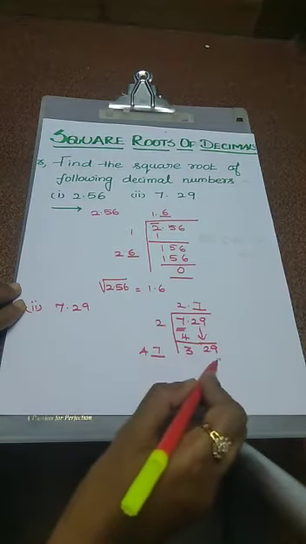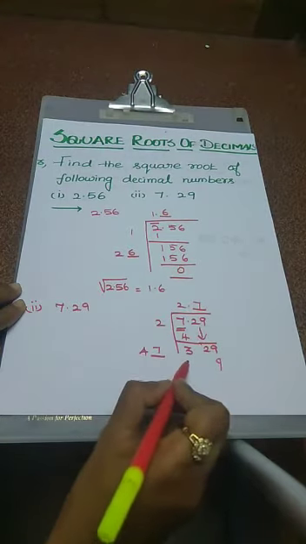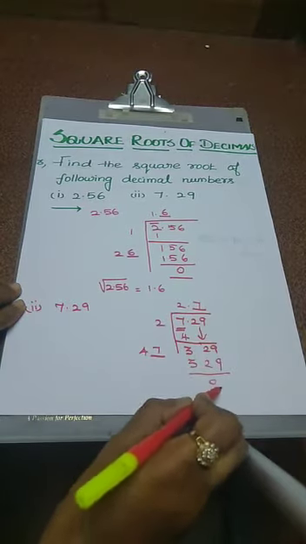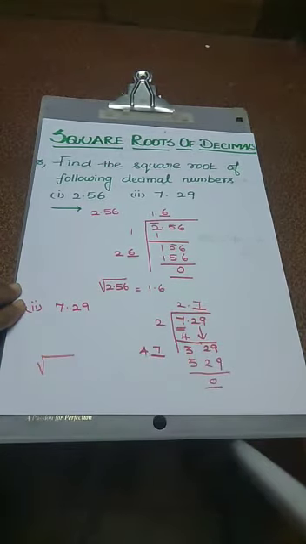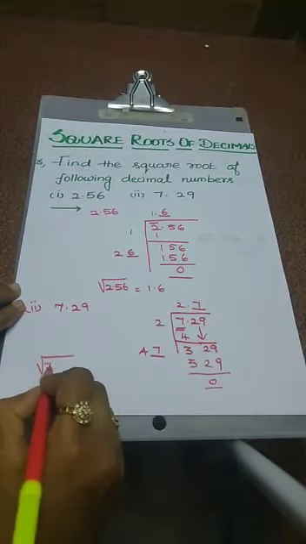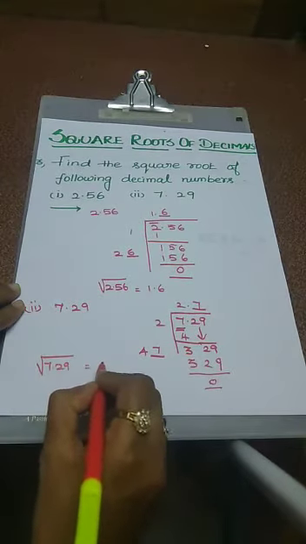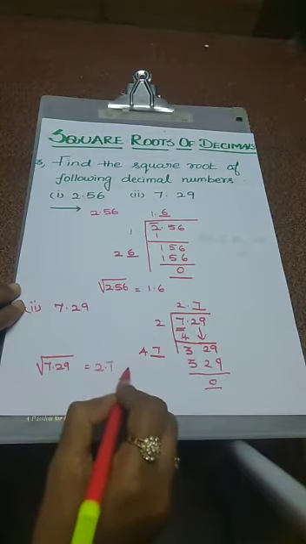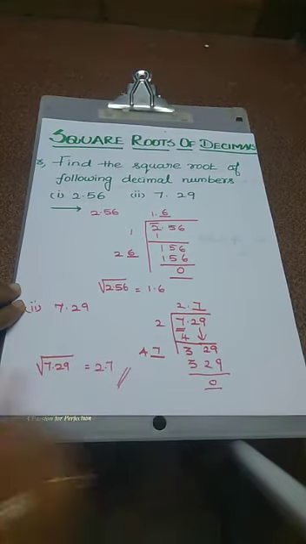7 7s are 49. Balance 4. 7 4s are 28 plus 4 is 32. So 329 minus 329, the remainder is 0. So square root of 7.29 is equal to, what is the value? The quotient value is actually 2.7. So square root of 7.29 is 2.7.